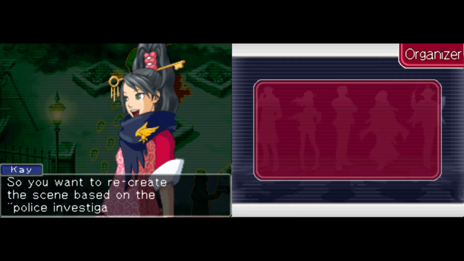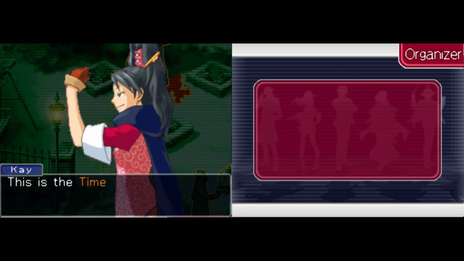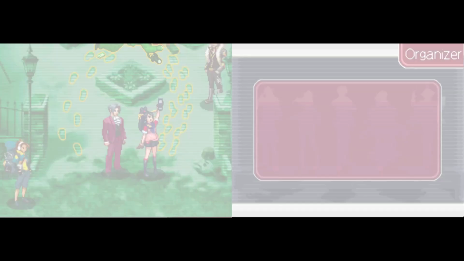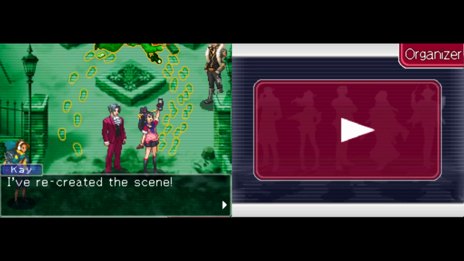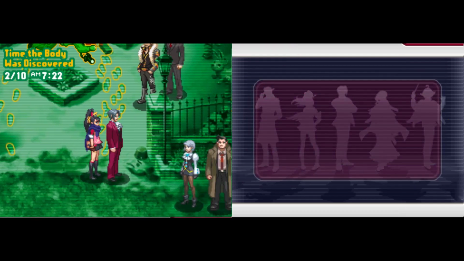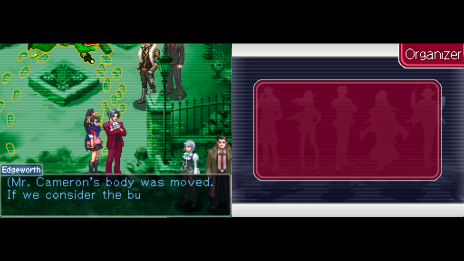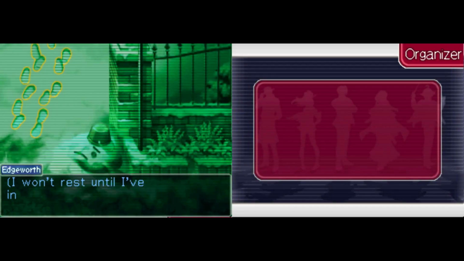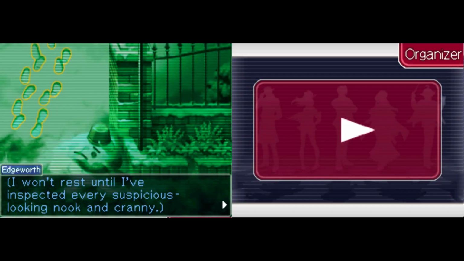So you want to recreate the scene based on the police investigation data? This is the time the body was discovered when the police were investigating the scene. Alright. I've recreated the scene. Oh, you know what? Did we ever look at the snowman? Can we look at him now? Now that he's melted. Mr. Cameron's body was moved. If we consider the button he was holding on to, it's highly likely that he was killed near this snowman. I should take a closer look. Yeah. I won't rest until I've inspected every suspicious-looking nook and cranny.